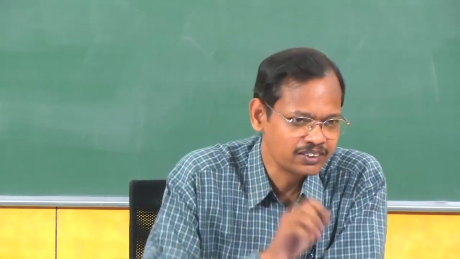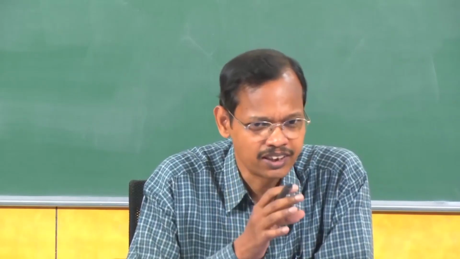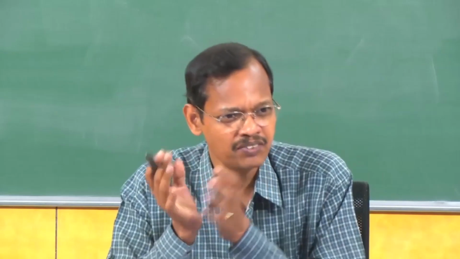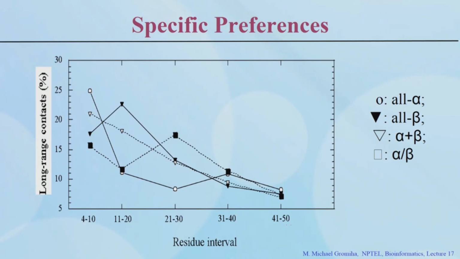So, if you see, the all alpha class is dominated with helices, and helices are dominated with medium range interactions. In this case we have different residue intervals, so medium range 3 to 4, and then we can see 1 or 2 residues apart, 5 or 6. More than 25% of these helices you can see mainly at this 4 to 10 interval, and it is very low for the other cases, it is going down. The long range contacts are very few in the case of all alpha proteins.